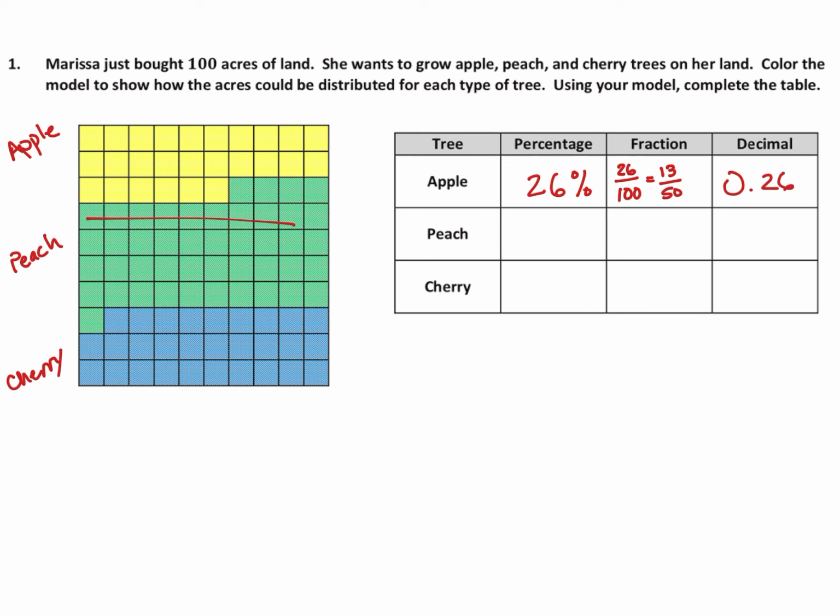For the peach, I have 10, 20, 30, 40, 41, 42, 43, 44, 45. So 45% of that box is covered with peach trees, which is 45 out of 100. Or if we divide by 5, it could be 9 over 20. As a decimal, it is 0.45. And then for cherry, I have 10, 20, 1, 2, 3, 4, 5, 6, 7, 8, 9.